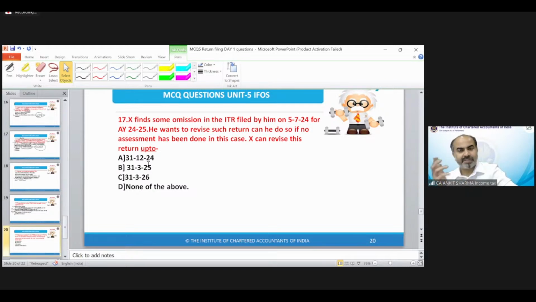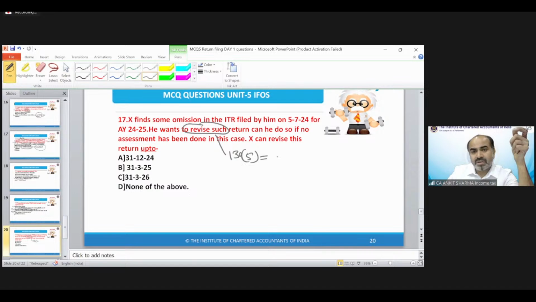Because there's a date, we can file the return up to 31st March 26. But why in this question, option C? Yes, Arun is correctly saying we are asking when a revised return can be filed. The revised return word is not for 31st March 26. That is called an updated return. For a revised return, that is section 139(5). It does not give you power to revise your return up to 31st March 26. It gives you only power to revise your return up to 24.